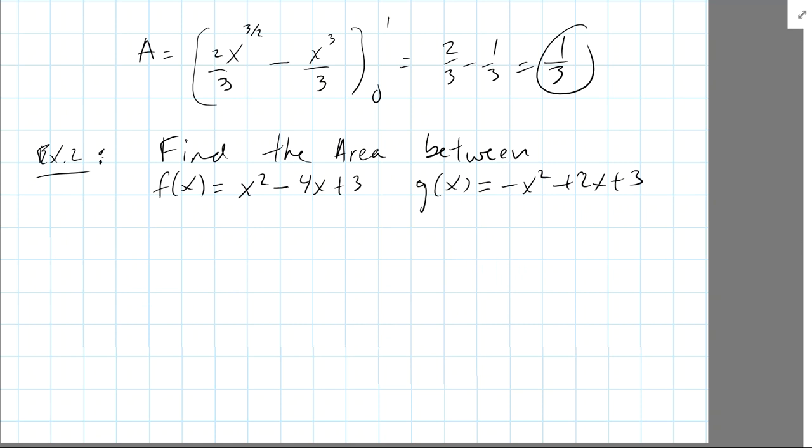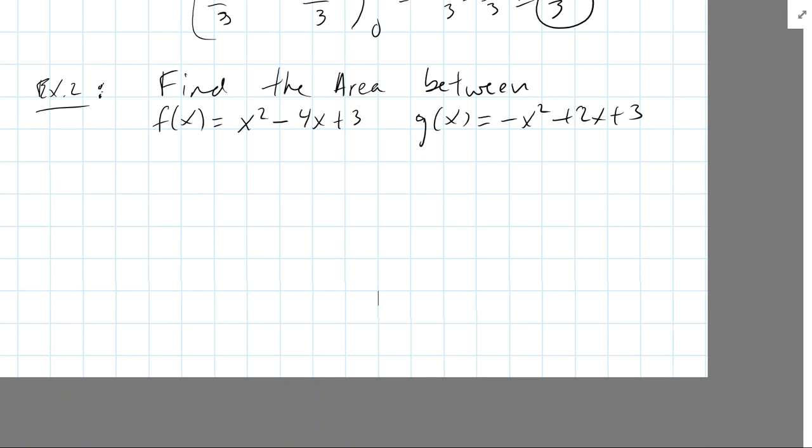All right, so what's the first thing we need to know? We need to know where they intersect. I can do this, but should you do points of intersection first? So the first thing we're going to do is points of intersection. POI is points of intersection. We're going to set them equal to each other. x squared minus 4x plus 3 equals negative x squared plus 2x plus 3.